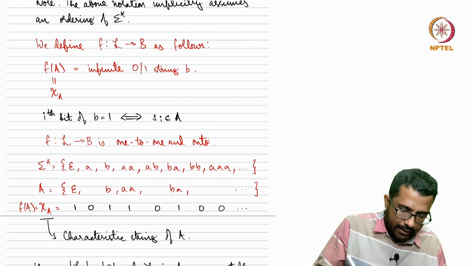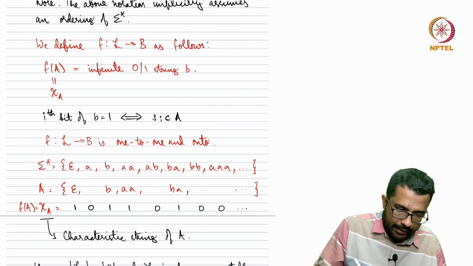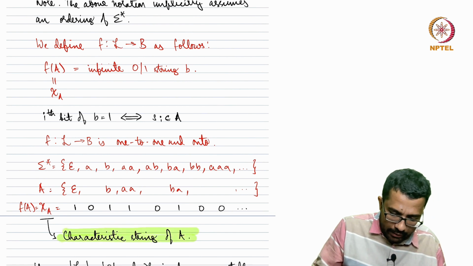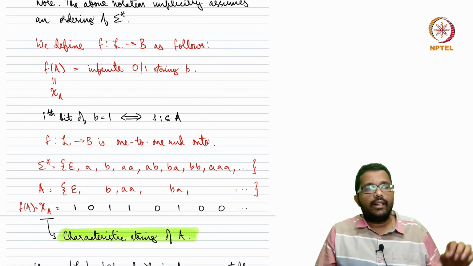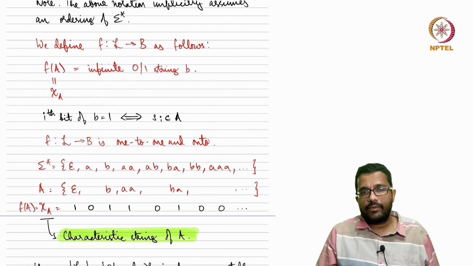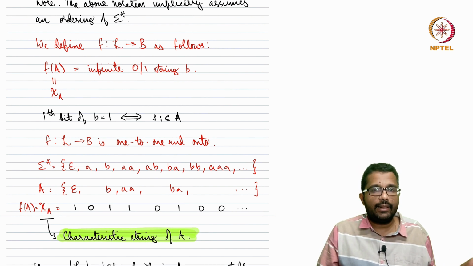Sometimes this kind of representation is called the characteristic string of A, right? Because I have all the strings in sigma star and I am telling which strings of sigma star are in A and which strings are not in A. So 1 indicates that the string is in A, 0 indicates that the string is not in A.